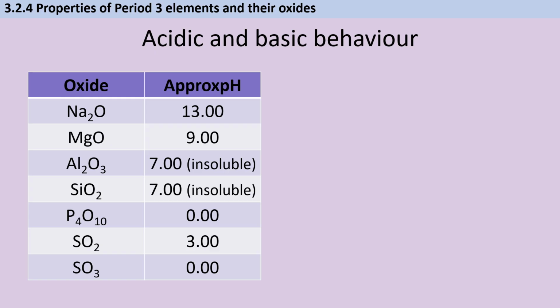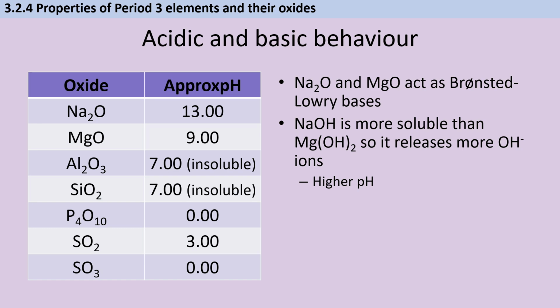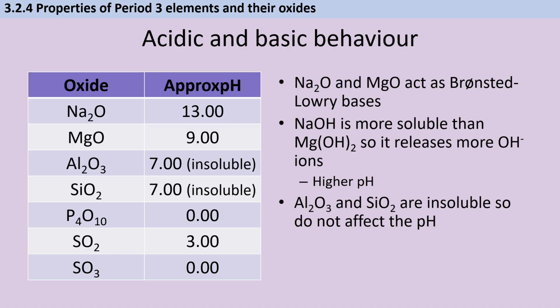The general rule of thumb is that when metallic oxides dissolve in solution, they form alkalis, whereas non-metallic oxides dissolve to form acids. Sodium oxide and magnesium oxide are both able to act as Bronsted-Lowry bases, accepting protons or hydrogen ions in order to make hydroxides. Sodium hydroxide is more soluble than magnesium hydroxide due to a weaker electrostatic force of attraction between the ions. Therefore, it dissolves more easily, and therefore it releases more hydroxide ions, and this leads it to have a higher pH, even if they're the same concentration, and even though magnesium hydroxide is still alkaline. Aluminium oxide and silicon dioxide are basically insoluble, so they don't affect the pH.